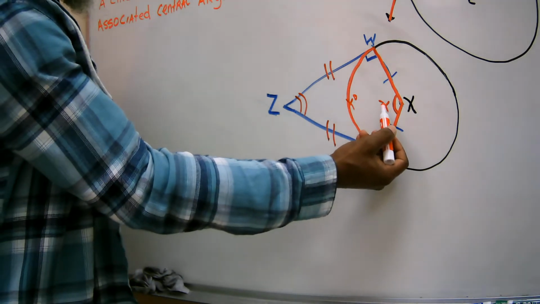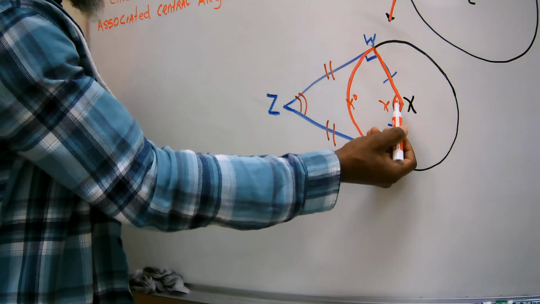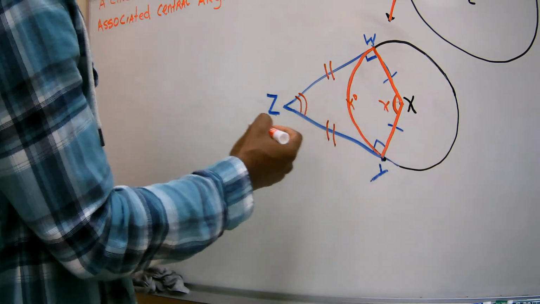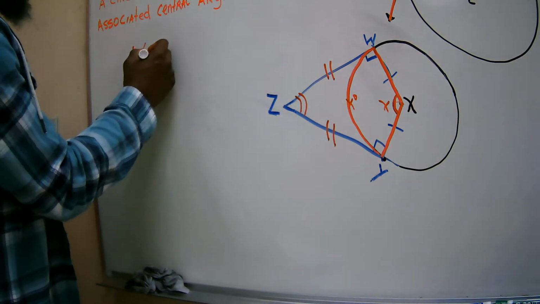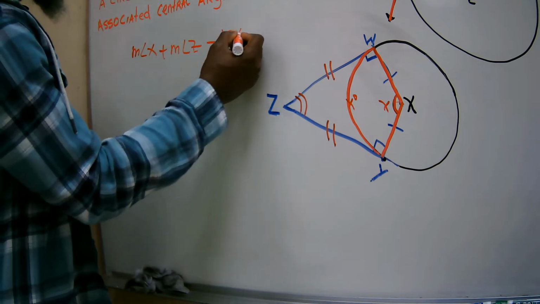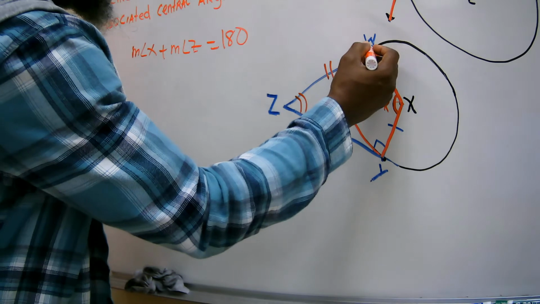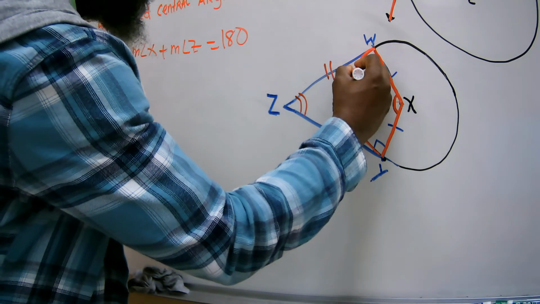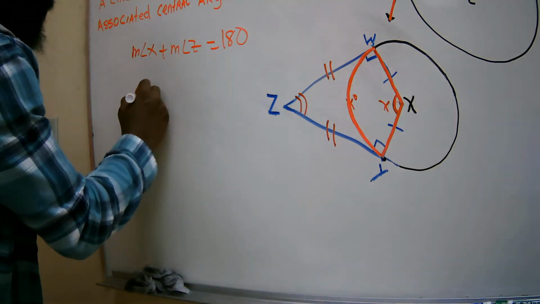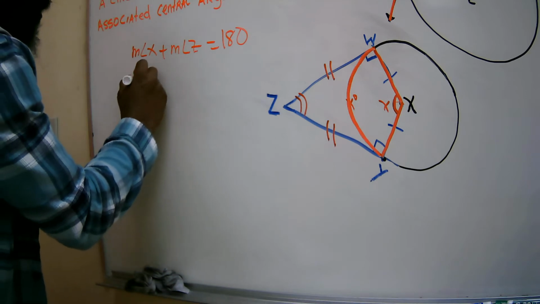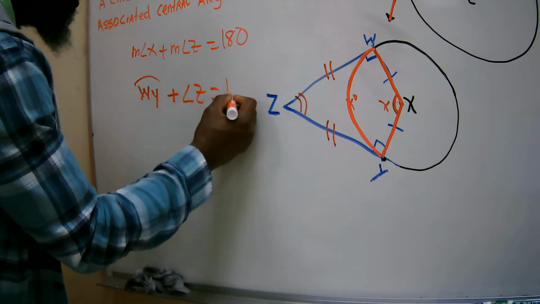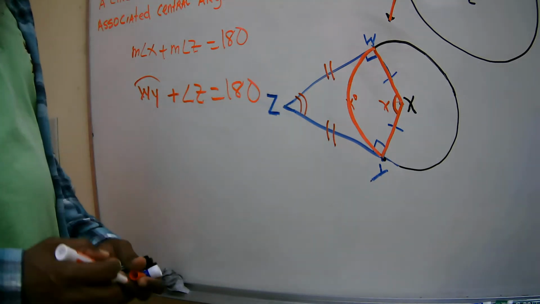Likewise, if angle x plus angle z are supplementary according to this definition, so you will have measure of angle x plus measure of angle z, which is the circumscribed angle, are supplementary. In this case, we can have the same thing. The intercepted arc, which is the measure of WY, right? That's the arc, plus angle z will also be supplementary. That's what this theorem is trying to convey to you.